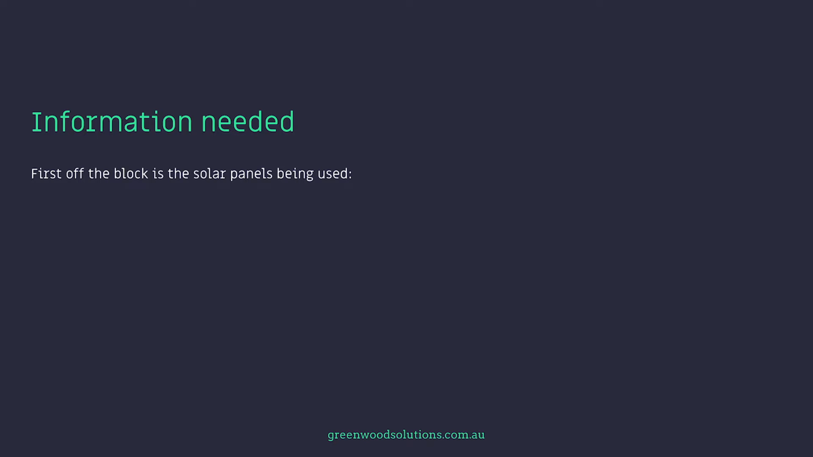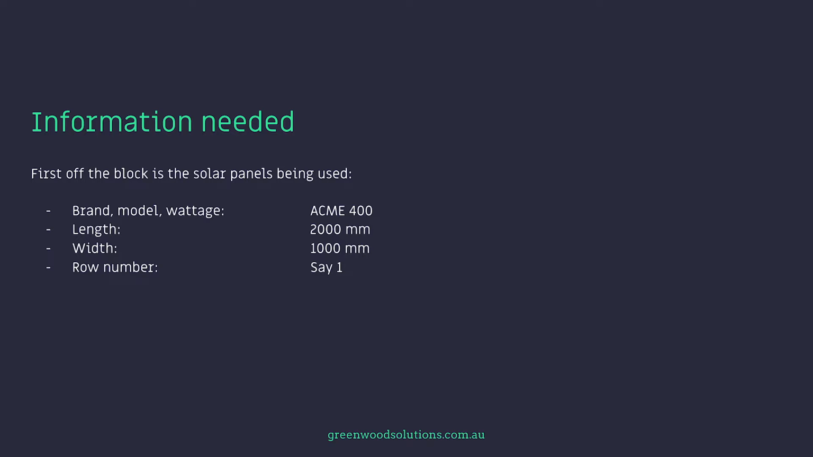First off the block is the solar panels being used, obviously. So we're going to look at the brand, model, wattage. We've got Acme 400, Roadrunner, length 2,000 millimeters, width 1,000 mil, and the row numbers say first row, how many in a row? We're going to say 25. The number of panels in a row doesn't necessarily mean the string length, but more the max number due to the thermal expansion considerations or the physical space limitations, and we will assume the panels are in portrait in this situation.